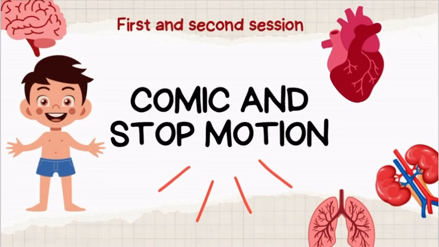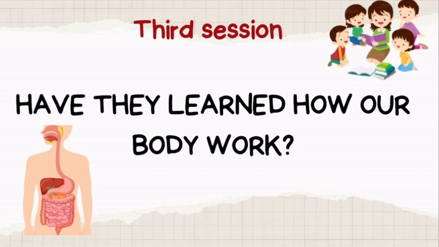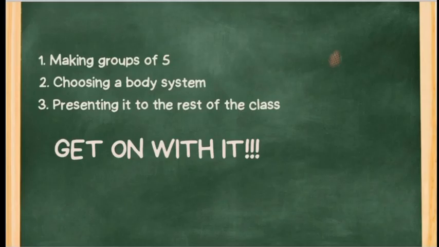The activity will be divided into 3 different sessions. In the first session, they will have to make a comic about the function of a system of the human body, while in the second, after having listened to the explanation of the comics of their classmates, they will have to make a stop motion reflecting the functioning of another system different from the one they made previously. Finally, the third session will be carried out during class time and will be a session to check if they have achieved the objective of understanding how our body works. Now I leave you with my class while I explain the activities.